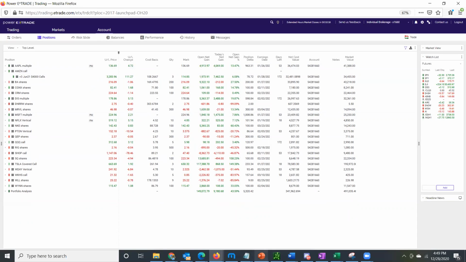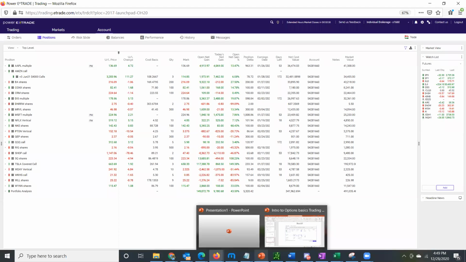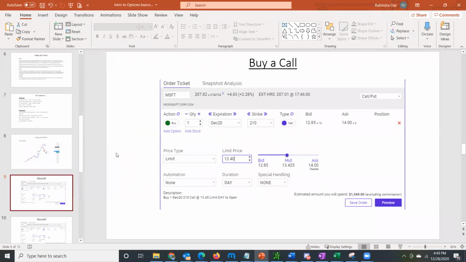But there is another thing there. There is something called spreads. We'll cover that one, which should interest you. So if you want to buy a call, you just select the strike price, then expiration.